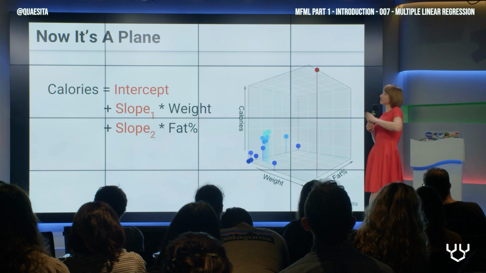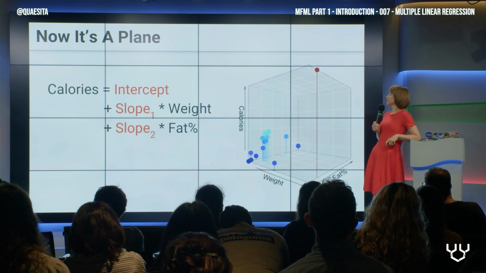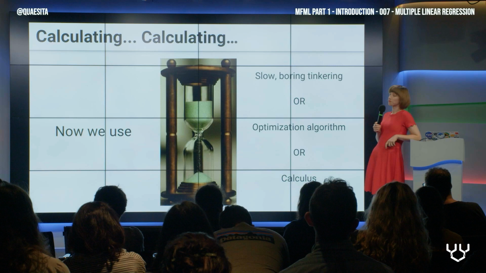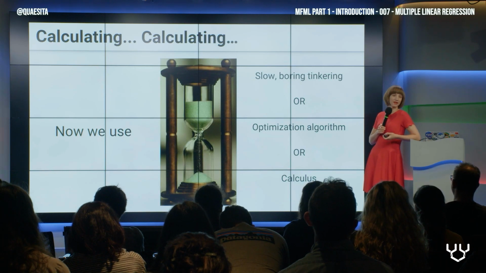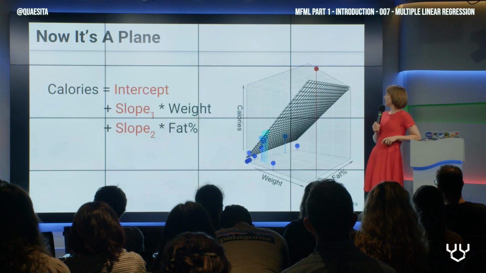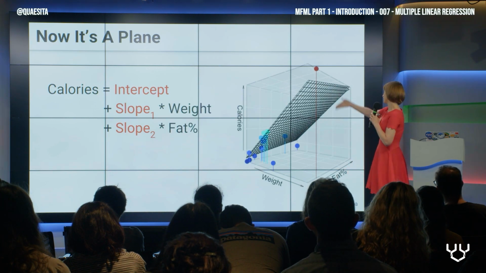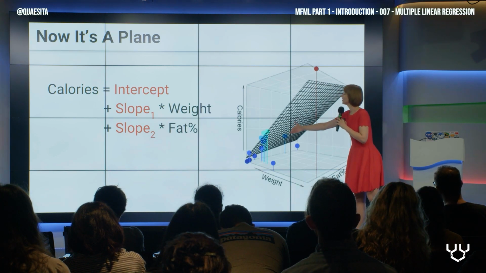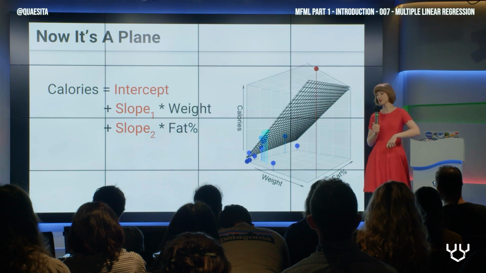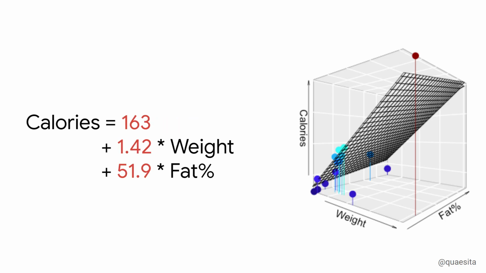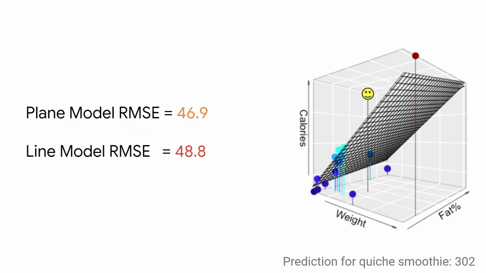So again, our job is to get those 3 numbers to be as good as possible. We have our 3 options. I pick the getting on with it. And so we have this mosquito netting fitted through our data for us. What is it trying to do? Get as close to our points as possible. And those are the numbers that do it. Quiche Lorraine is still taunting us. How did we do? We are now off by 47 calories on average. Before, it was 49.